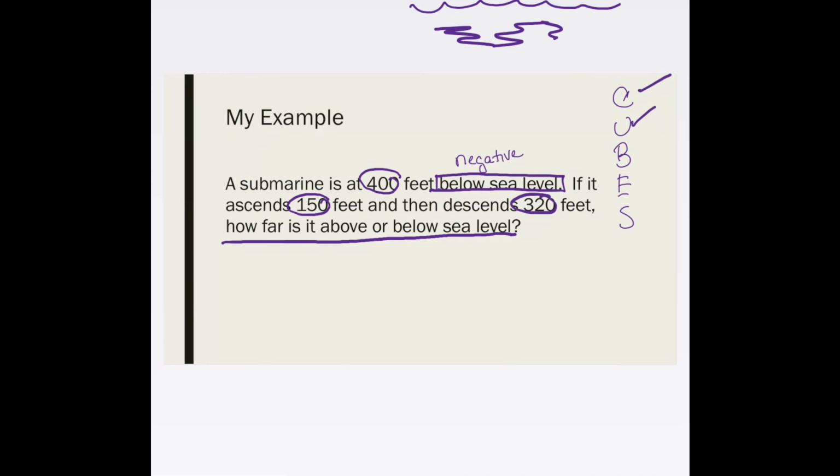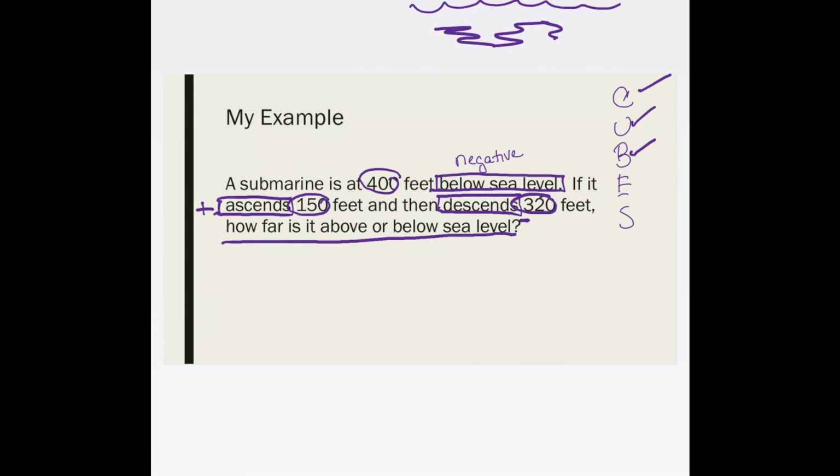If it ascends 150 feet, well, ascends means to go up. And if I'm going up, that means I'm going to add. And then descends 320 feet. Descends means to go down. So that means I'm going to subtract. How far is it above or below sea level? So I've boxed my important words, and now I need to evaluate what steps I'm going to do.